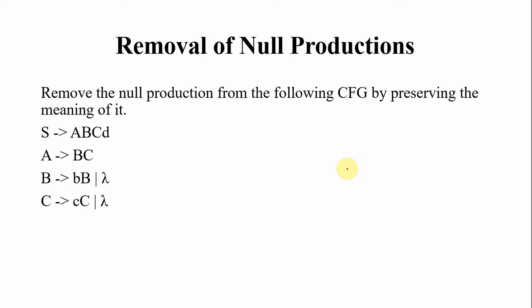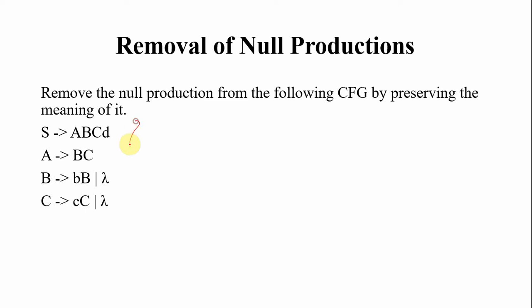In this video we'll talk about the removal of null production a bit initially, because there were not many examples in the previous video. We'll see one more example of how null productions can be eliminated from a context-free grammar before we move on to discuss the normal forms of context-free grammar, one of the most important topics under the CFG. Removal of null production is a part of simplification of CFG, as we saw in the previous video.